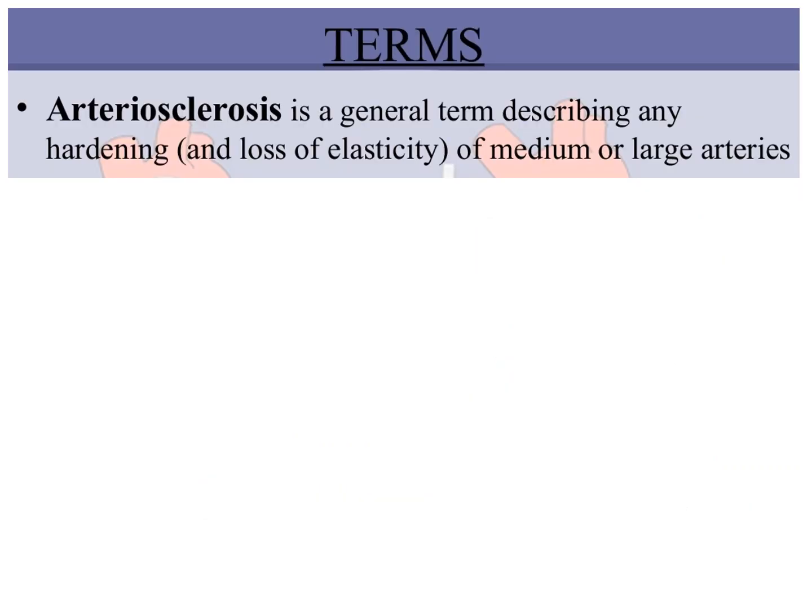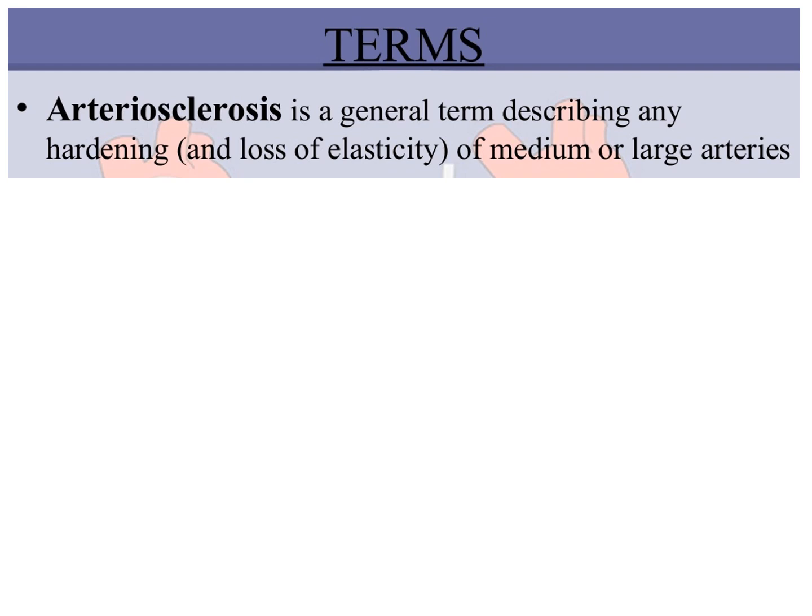Just a few terms here. We have arteriosclerosis, which most of us are probably familiar with. This is the hardening, loss of elasticity of medium or large arteries. Two things. One is you have loss of compliance, that is the ability to stretch and absorb that systolic pressure wave. Loss of elastance, that is to return to its original state.